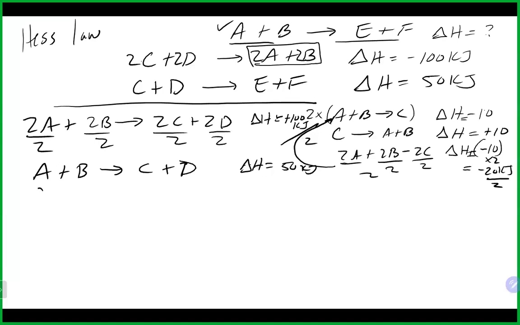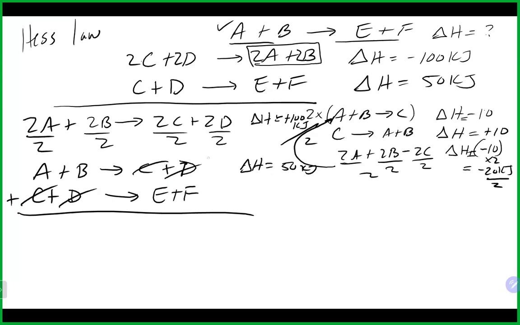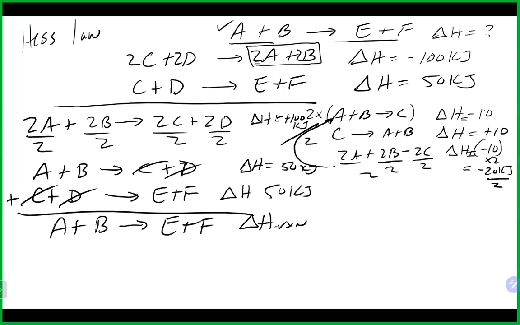Now, the other guy I have in the right location, I could just leave him exactly the way he is. And at this point, I could add these together, and we're going to completely cancel out these guys. And that would get us our overall reaction of A plus B goes to E plus F. Now, our delta H in this case, and again, we didn't do anything to this guy, so he would still be 50. So our delta H in this case is going to be those two guys added together. 50 plus 50 kilojoules would give us 100 kilojoules for our added reaction.